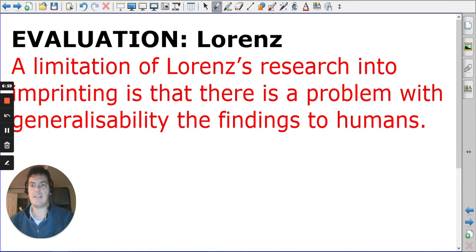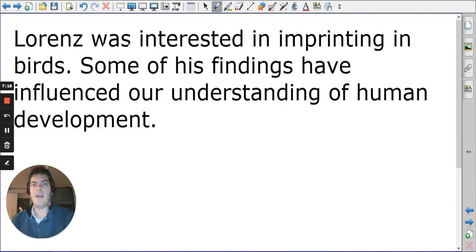And we see here that the first one is that we can't generalize the findings to humans. It's not just a criticism of Lorenz, it's a criticism of all animal studies, but we've got to be wary of taking animal research and specifically saying, well, this is exactly what we find in human beings. He looked specifically at birds, and his findings are interesting. As I said, this critical period becomes something which is picked up later by other researchers, but we've got to worry about how specific we can get.